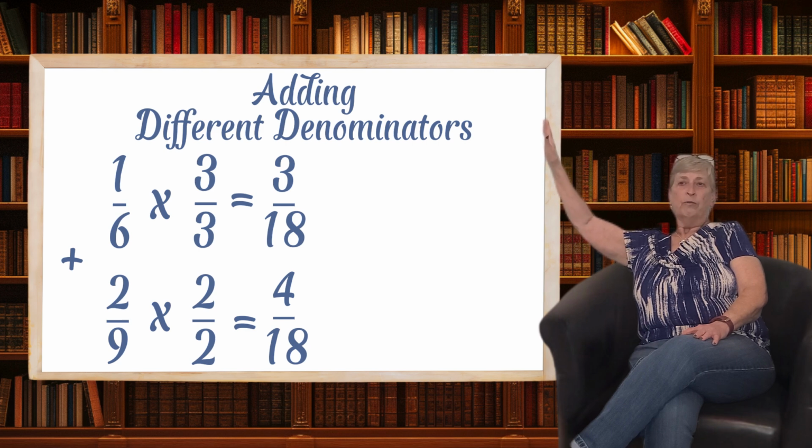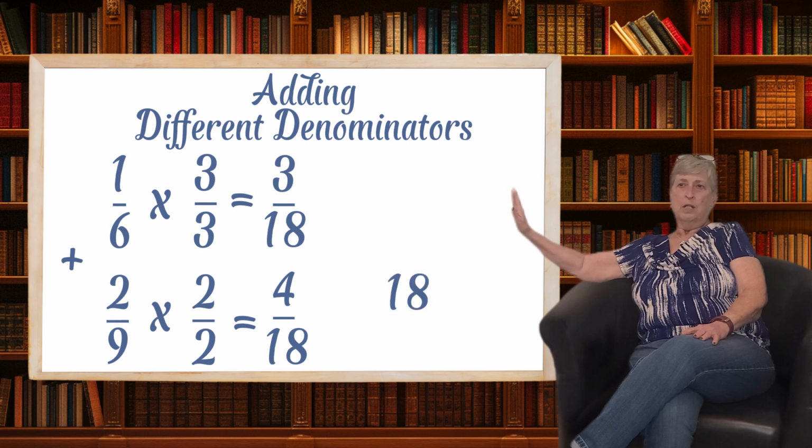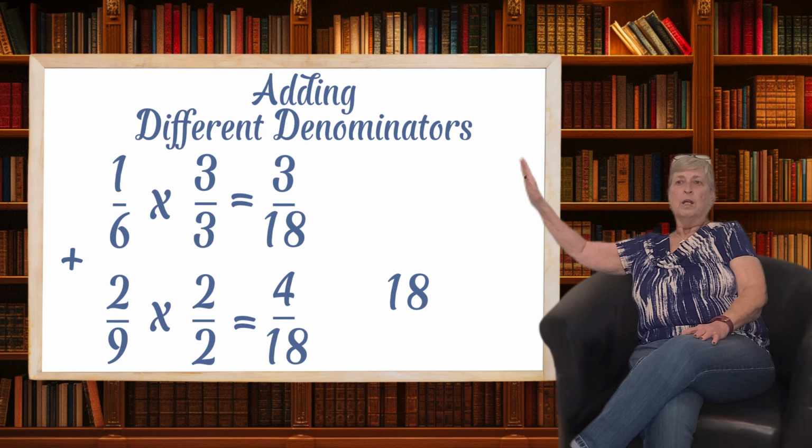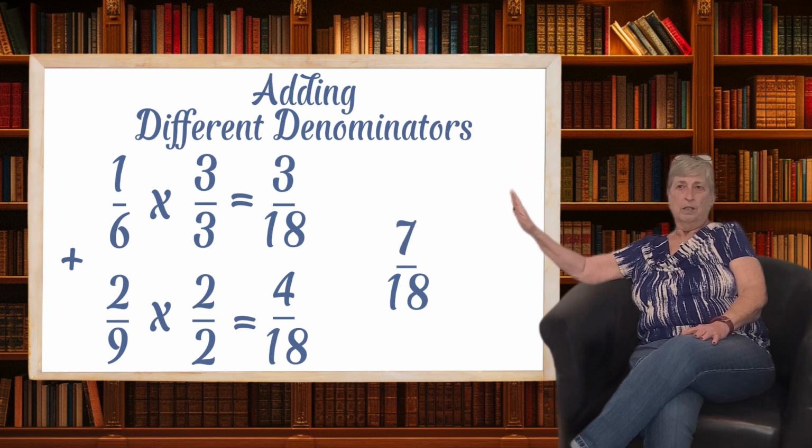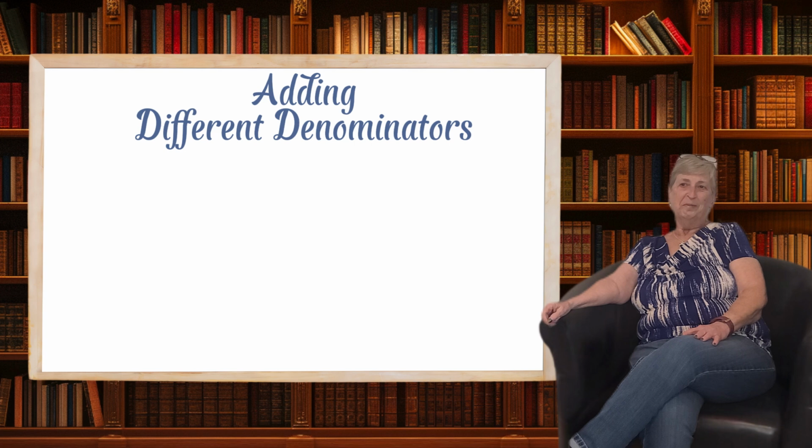Now we have both fractions with the same denominator. The new denominator is 18. So we just add the top. We have 3 plus 4 equals 7. So our final answer would be 7 over 18. I told you they get a little more complicated, but that's okay.